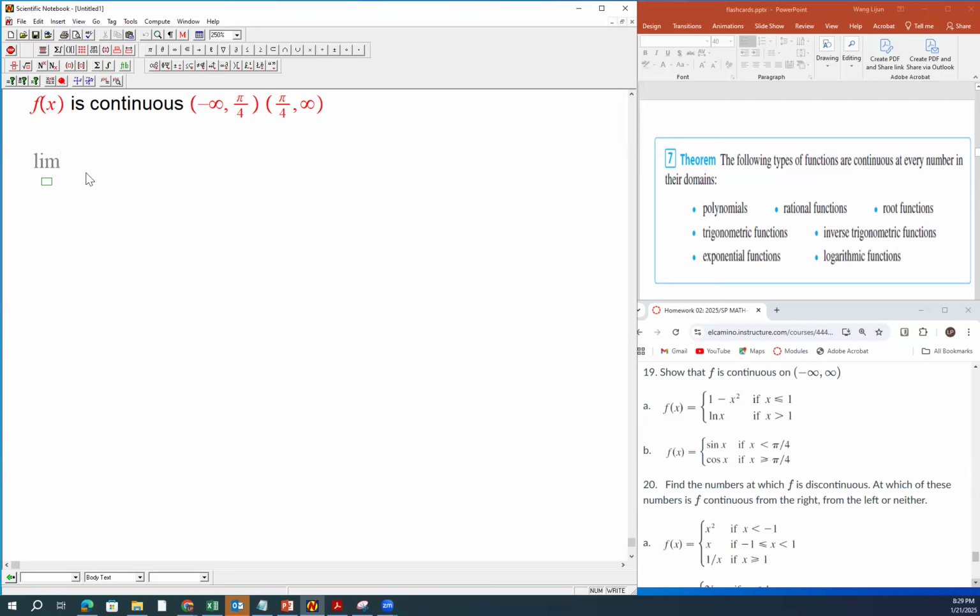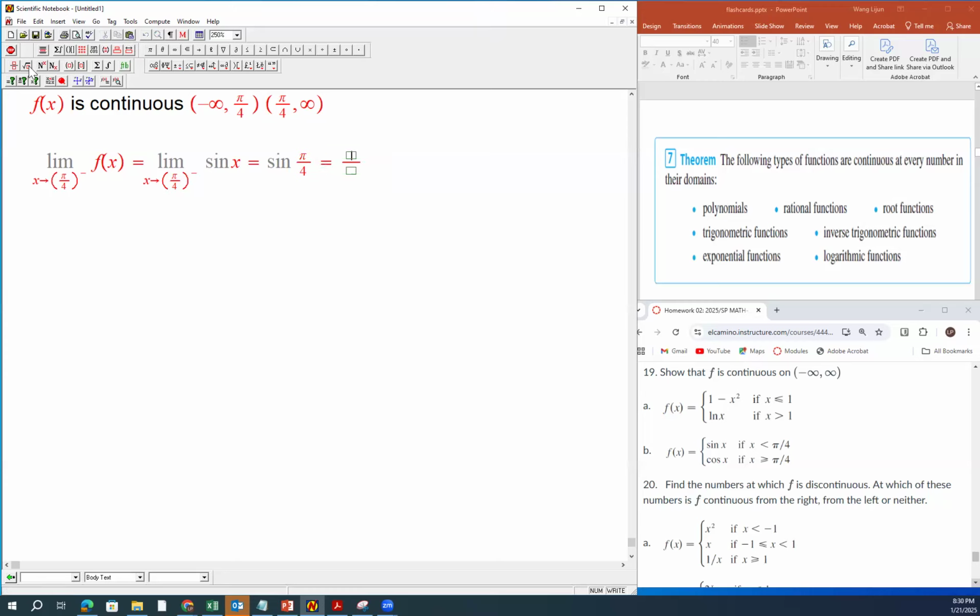So the limits: when x approaches pi over 4, f of x, the limit from the left. Then we use the sine function, and that's going to be a direct substitution. Sine of pi over 4.